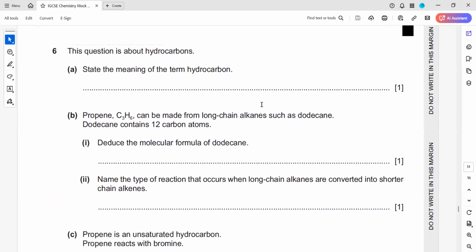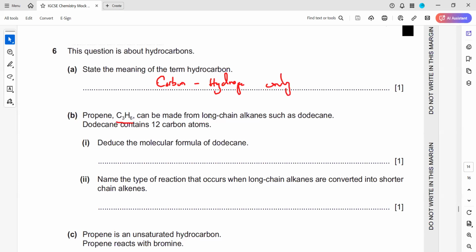This question is about the hydrocarbon. State the meaning of the term hydrocarbon. What is the definition of the term hydrocarbon? So hydrocarbon means a compound which contains carbon and hydrogen only. You can use the screen annotation to answer these questions.